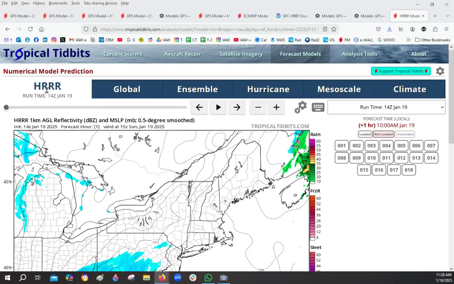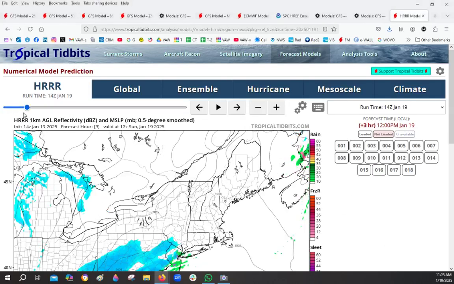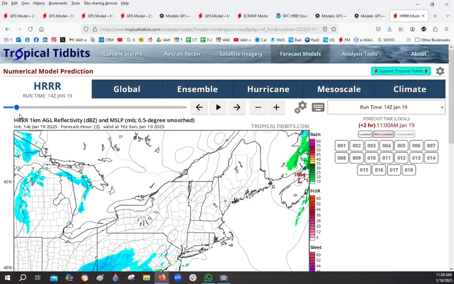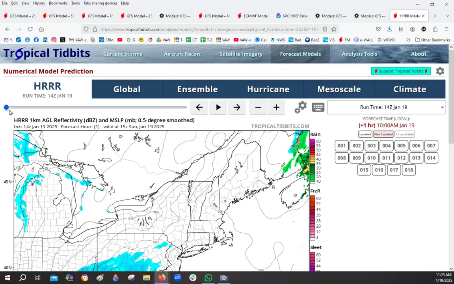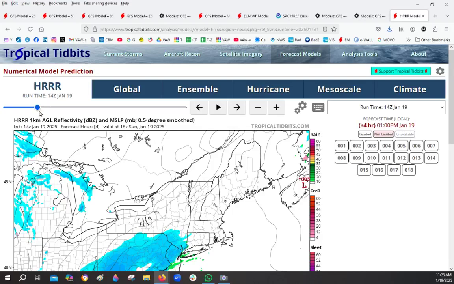So this is the high resolution rapid refresh model. This is your last minute, really high resolution radar estimate of what is going to happen, and these are in hourly increments too. So much more detailed than the 3 to 6 hour increments that you get with the other models. So I'm going to run through this so you can get an idea of the timing.